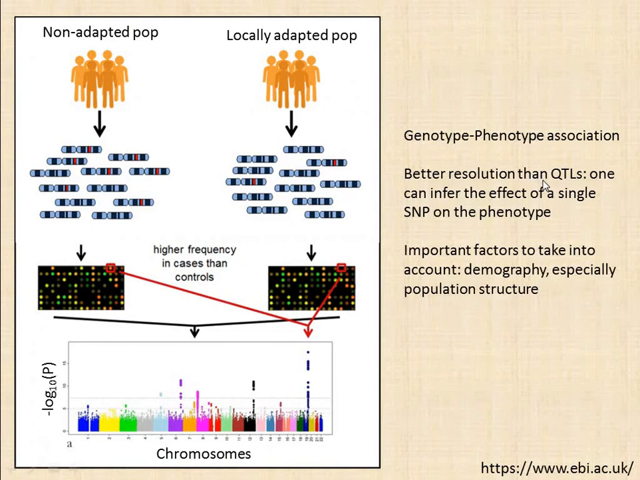Of course, there are some drawbacks, and one of them is that when you select these groups you want to sequence, you need to know about the demography and especially the population structure. That can influence a lot the discrimination between two different populations, as you can imagine.